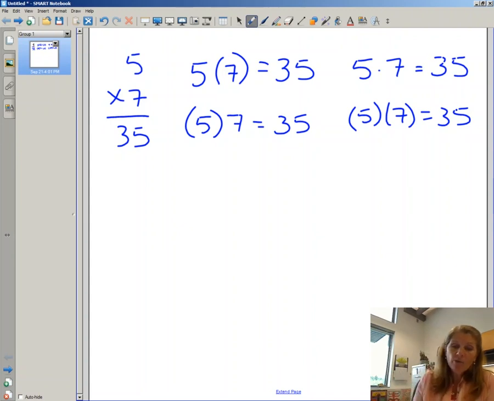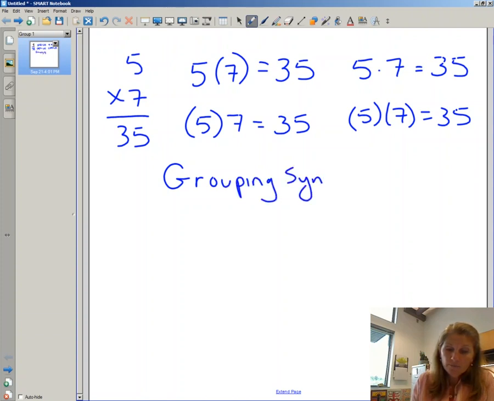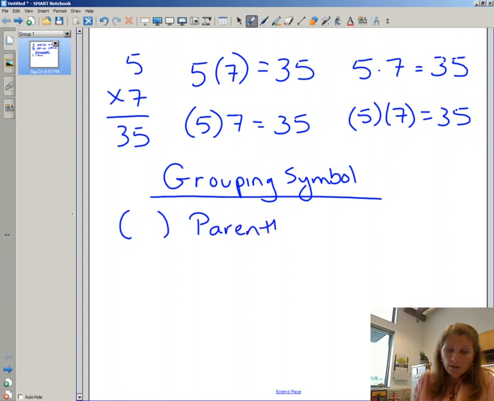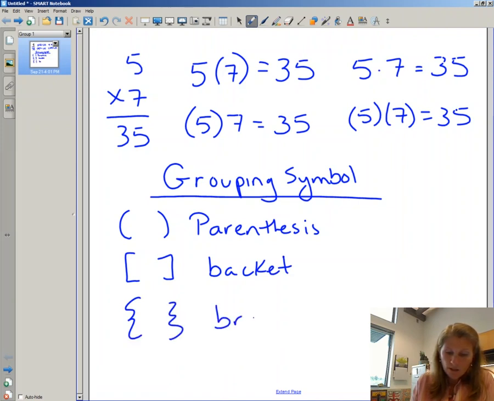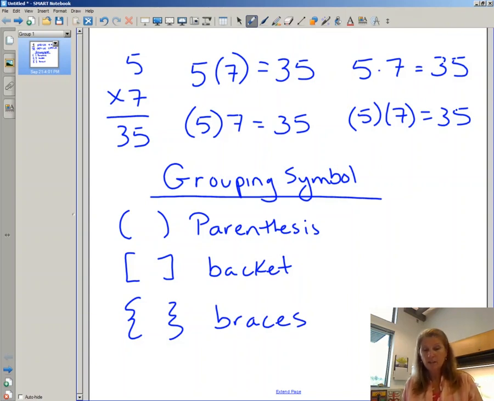Let me tell you about the parentheses for a second. What a parentheses is, it's something called a grouping symbol. A grouping symbol is a parentheses or a bracket or braces. They all have the same function mathematically. It's just a grouping symbol. Sometimes we use parentheses, sometimes a bracket, sometimes braces, but we always mean the same thing.